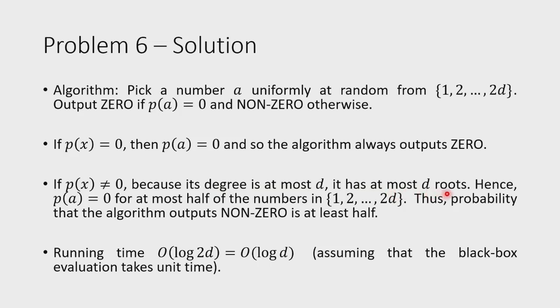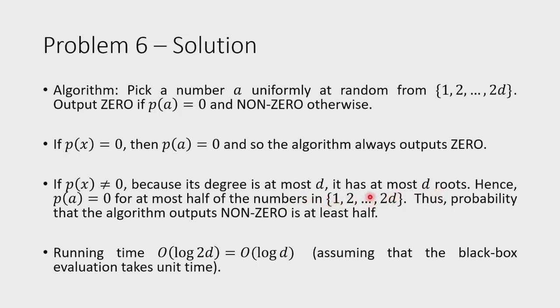So are all of you familiar with this fact? Okay, so what does this say? This says that there are at most d real numbers such that p evaluated at the real number is 0. In particular, there are at most d numbers in this set such that p(a) equals 0. Is this fine?